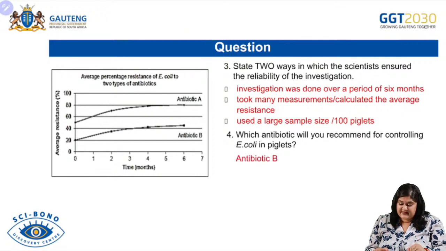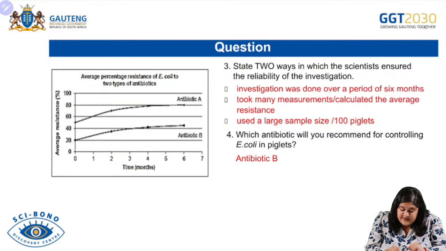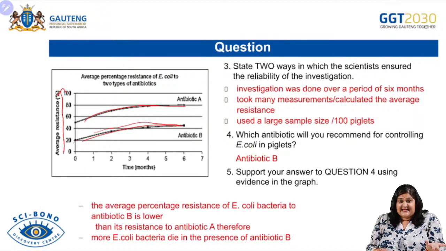Okay, so how did we figure this out? I wanted to show you before we do that. You go to the graph, okay, and you see there what actually happened here. Antibiotic B, you read the average resistance percentage. It was constantly lower compared to antibiotic A. So when they ask you to support your answer, you say exactly that. The average percentage resistance of E. coli bacteria to antibiotic B is lower than its resistance to antibiotic A. Therefore, more E. coli bacteria die in the presence of antibiotic B.